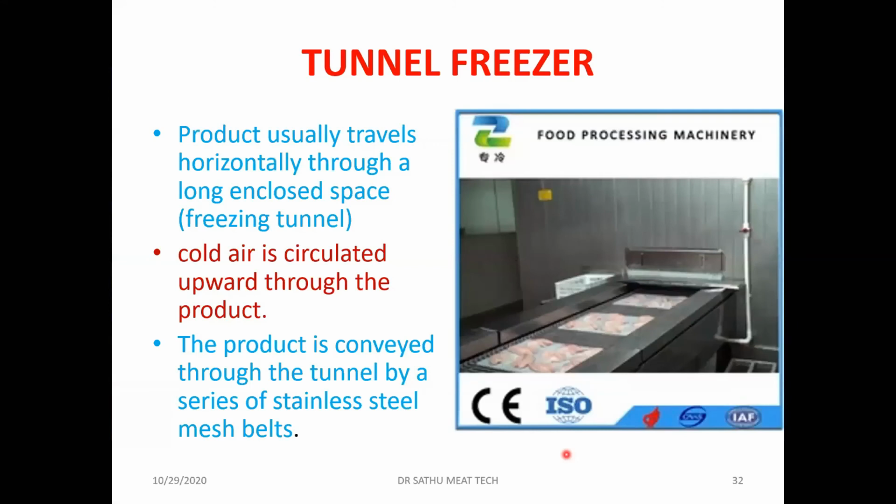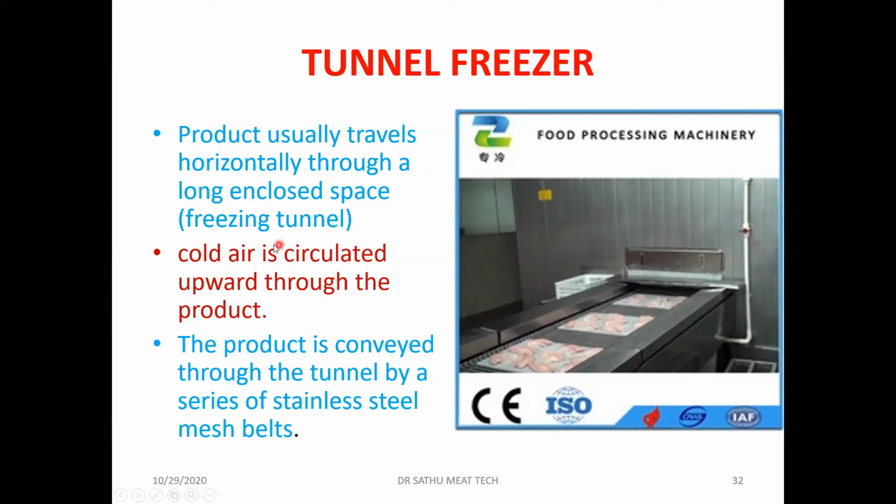Next is the tunnel freezer. Here the products usually travel horizontally through a long enclosed space. This is a continuous process, the product will be just moving, and the temperature is maintained around -30 to -45 degrees centigrade. The cold air is blown just like a blast freezer, but the product usually travels horizontally through a long enclosed space. So this is the freezing tunnel.